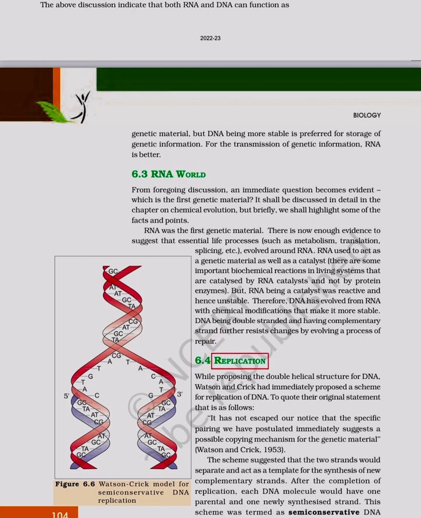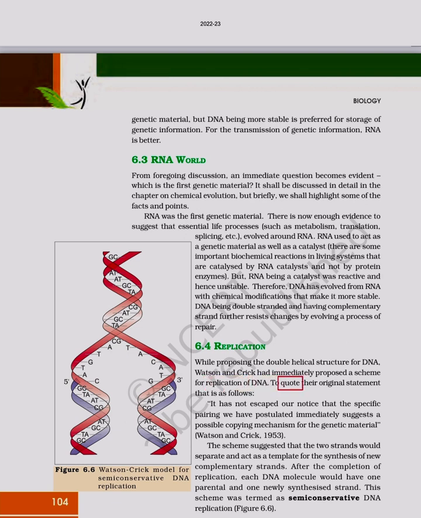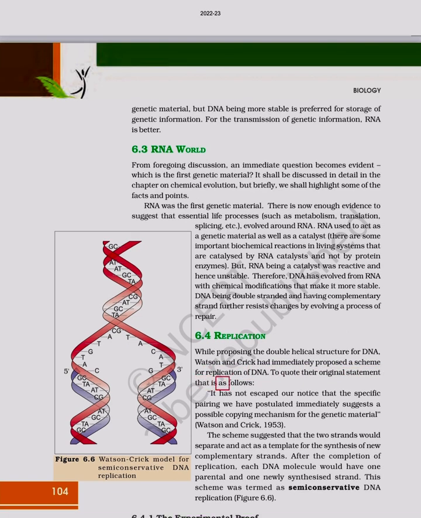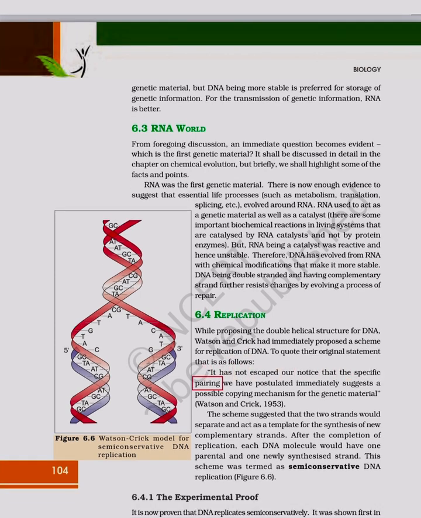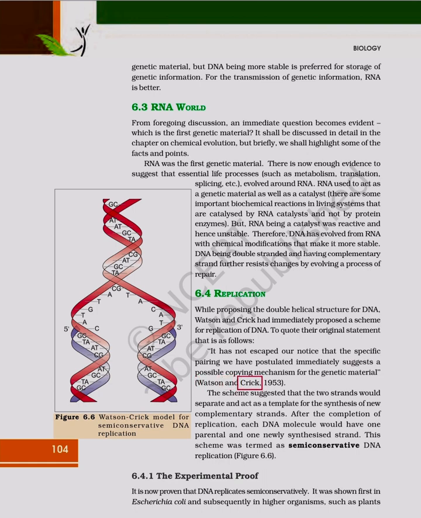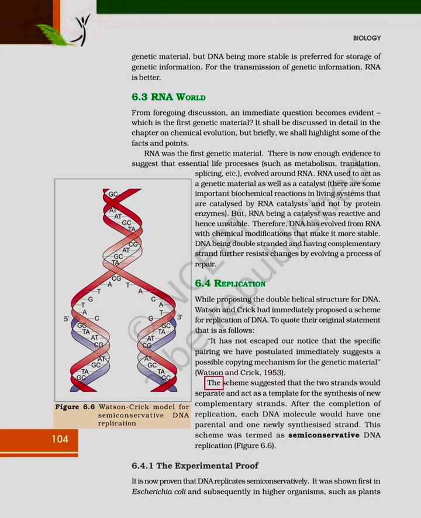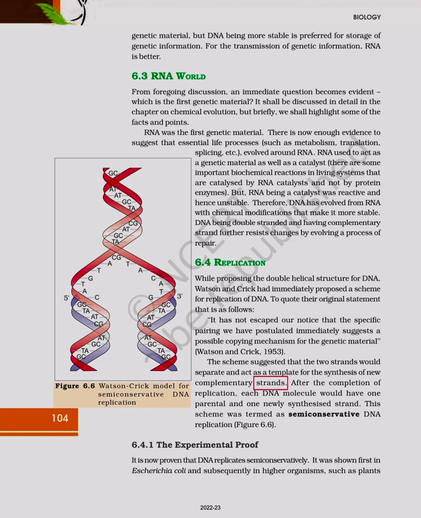6.4 Replication. While proposing the double helical structure for DNA, Watson and Crick had immediately proposed a scheme for replication of DNA. To quote their original statement: "It has not escaped our notice that the specific pairing we have postulated immediately suggests a possible copying mechanism for the genetic material." Watson and Crick, 1953. The scheme suggested that the two strands would separate and act as a template for the synthesis of new complementary strands.